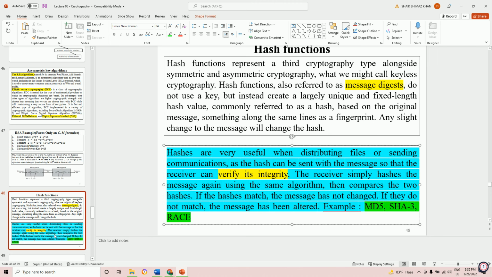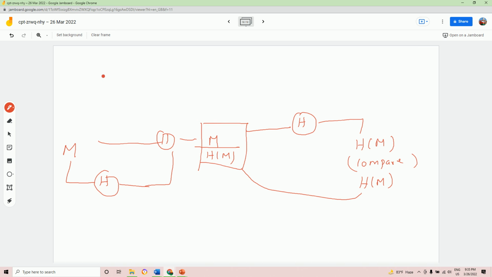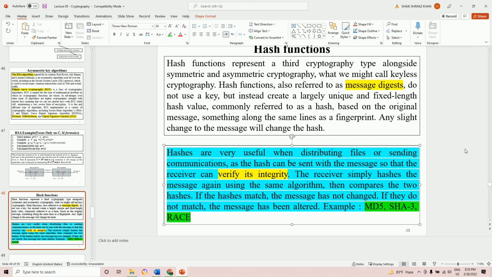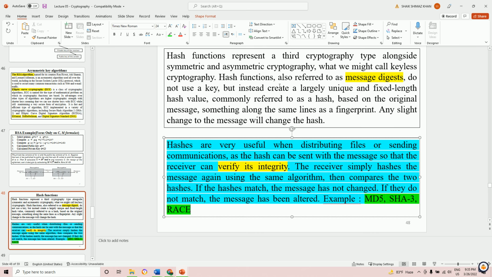So this diagram shows how a hash can be used to verify the integrity of data or message. The same thing is given here.